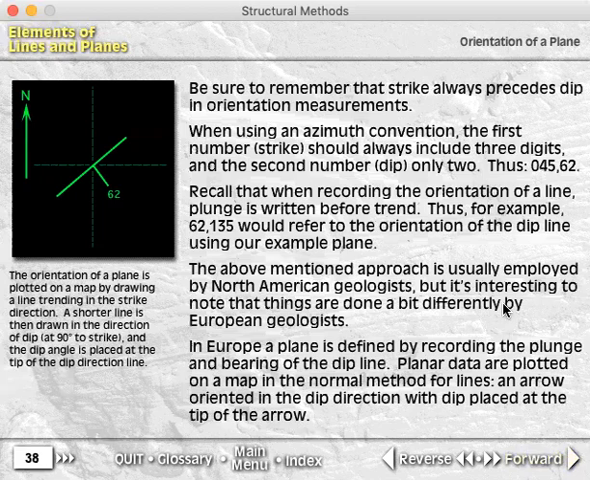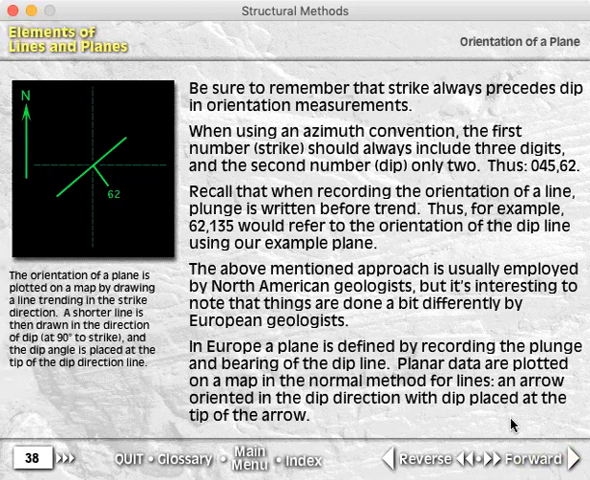Be sure to remember that strike always precedes dip in orientation measurements. When using an azimuth convention, the first number, strike, should always include 3 digits, and the second number, dip, only 2, thus 045, 62. Recall that when recording the orientation of a line, plunge is written before trend.